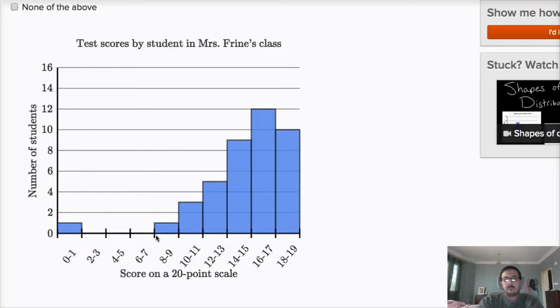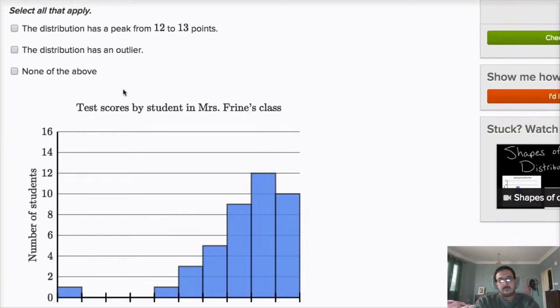And then you see that no students got between 2 and 3, or 4 and 5, or 6 and 7. Then we have another student who got between 8 and 9. Looks like 3 students got between 10 and 11. And then we keep increasing. This looks like about 12 students got either 16 or 17, or something in between, maybe if you could get decimal points on that test. And then it looks like 10 students got from 18 to 19.